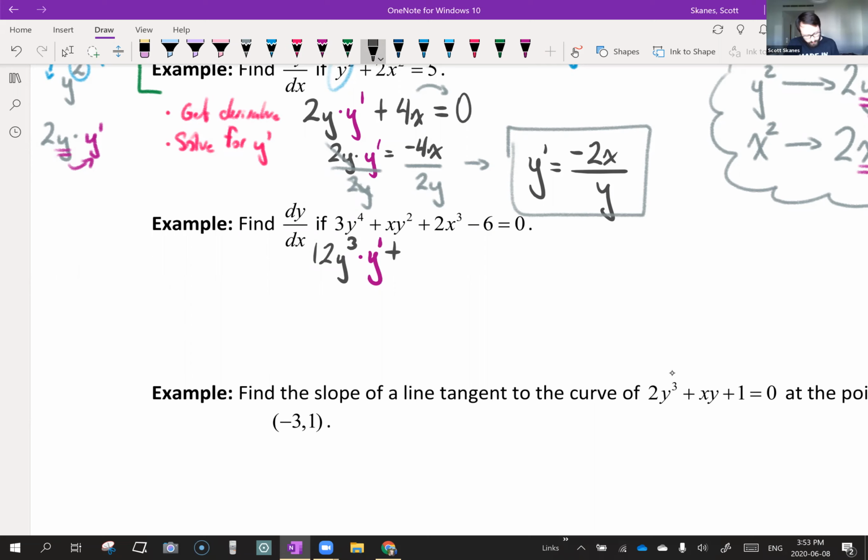Plus, we have a problem. We have a big problem. And many students don't catch it. This is our problem. I'm going to make some space. Does anyone know why it's a problem? I'll tell you right now, it's not 1 times 2y times y prime. That's not the answer. Yeah, Zada got it. It's the product rule.